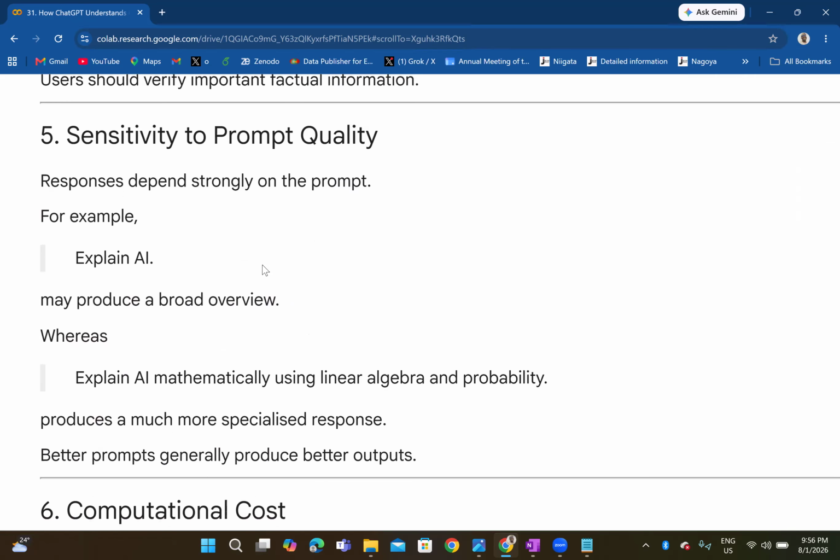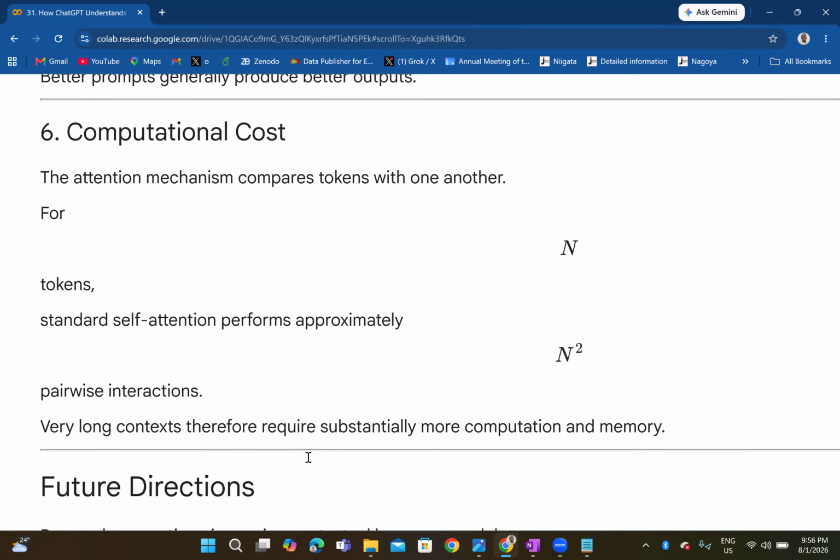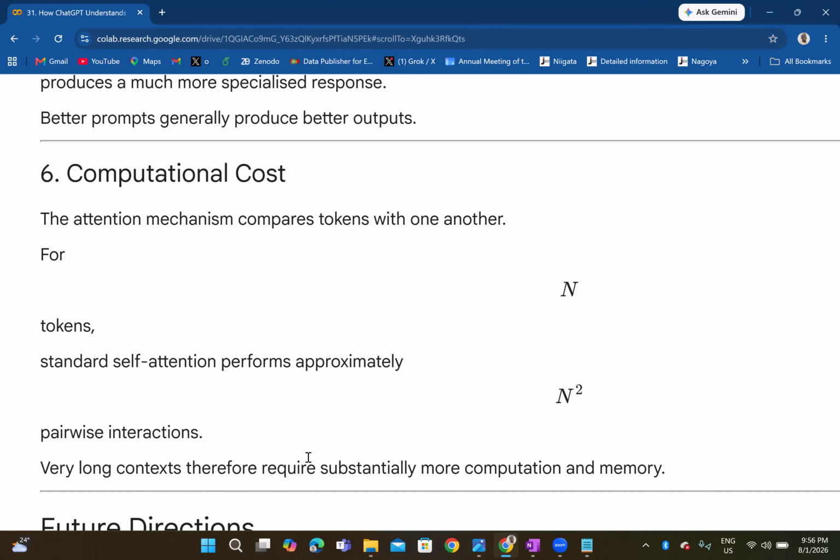So sensitivity to prompt quality. Responses depend strongly on the prompts. For example, "explain AI" may produce a broad overview, whereas "explain AI mathematically using linear algebra and probability", now that makes more sense, then produces a much more specialized response. So this new one now produces a more specialized response. Better prompts generally produce better output. So it's more like this overall idea of computing, which is garbage in, garbage out. So your prompt determines the quality of answer you get.